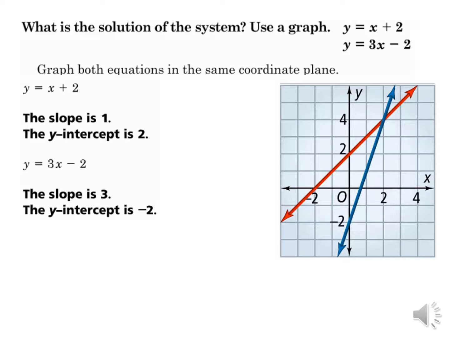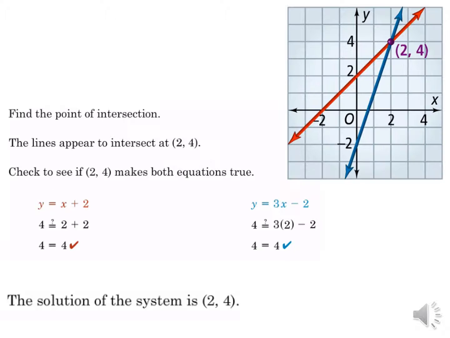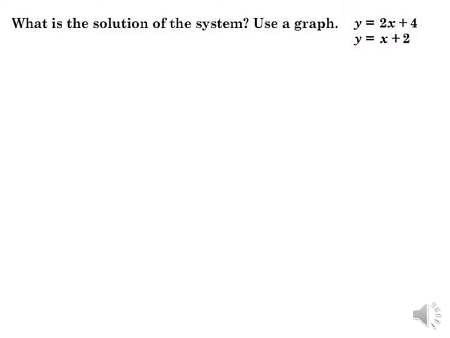They do intersect. They intersect right here at point (2, 4). So that means if you plug in 2 for x and 4 for y into both of the equations, you'll see that it works in both equations. So that means the solution of the system is (2, 4).